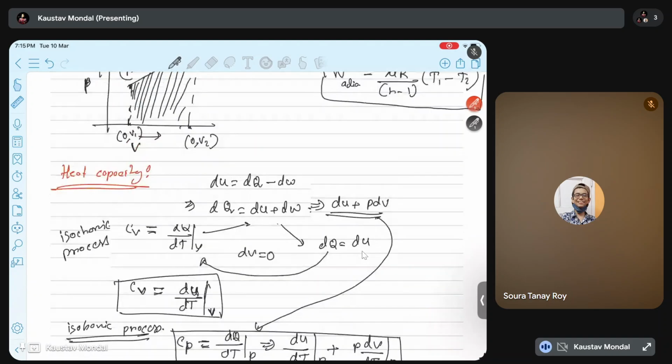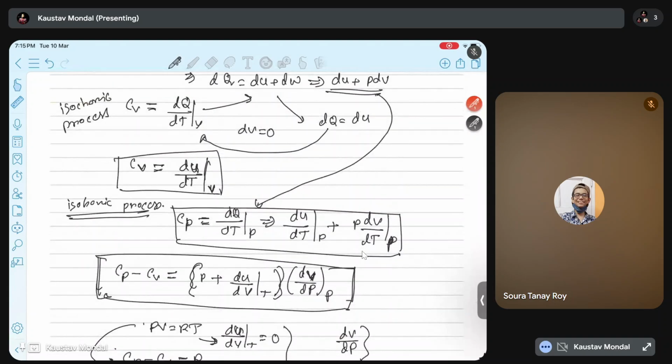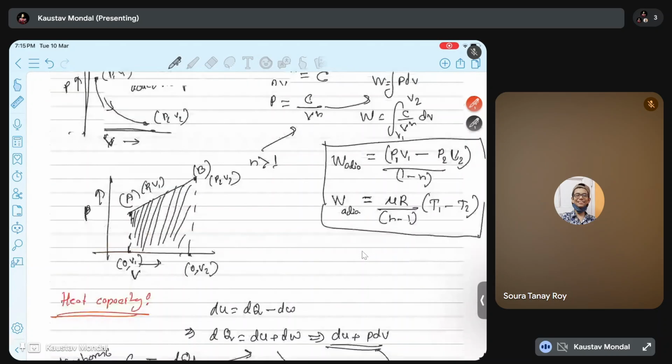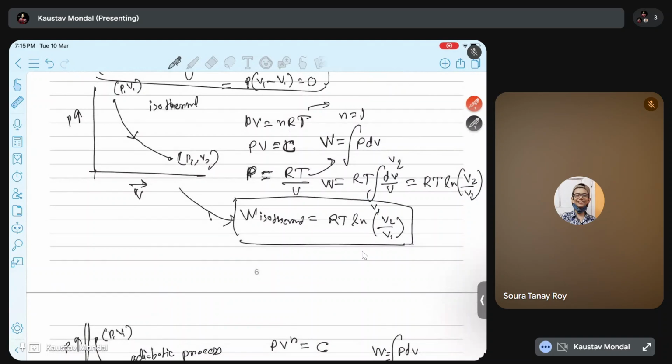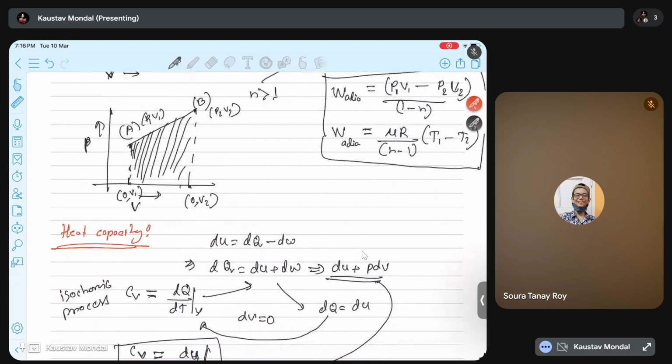So all of this discussion that we are doing right now is very general. It is not limited to a particular type of gas, ideal or something like that. It can be applied to any kind of system, provided that the system is in thermodynamic equilibrium. If the system is in thermodynamic equilibrium, you can apply all these relations to that system.